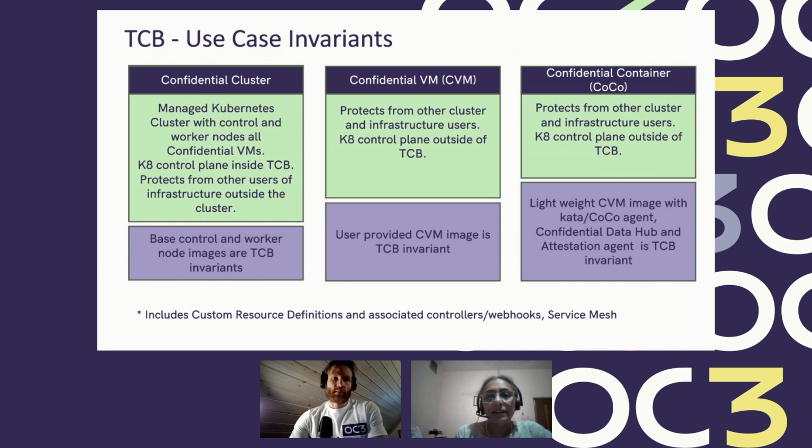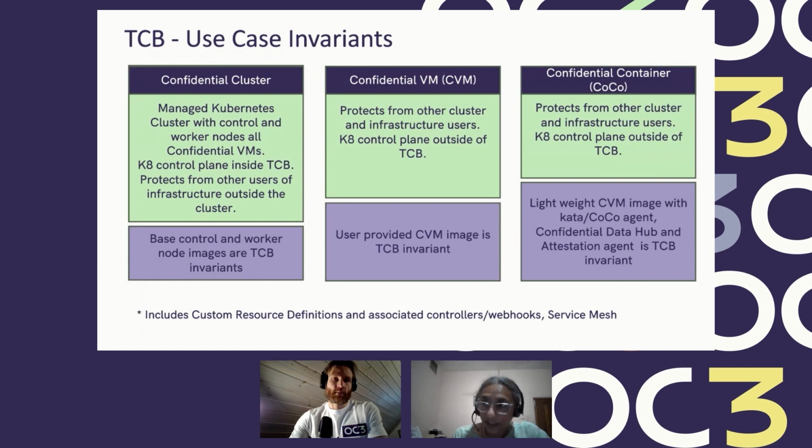So what does this mean for us? The base control plane, the base worker nodes are the invariants in the first use case for confidential cluster. With confidential VM, you might be in a Kubernetes cluster, but what you're using is KubeVirt to launch that confidential VM. And that confidential VM, or that image that you have, is being provided by the end user. So only that end user VM is in your trusted compute base. The Kubernetes control plane is out of it, the worker node is out of it. It's just that VM image that the end users brought.